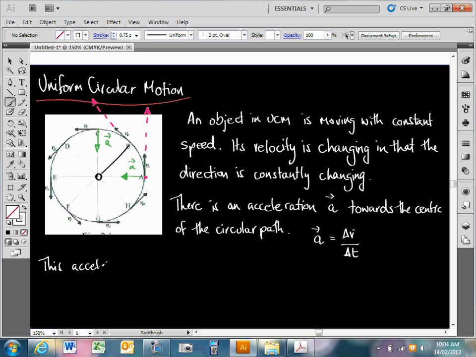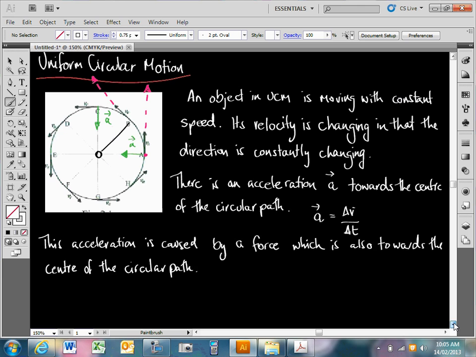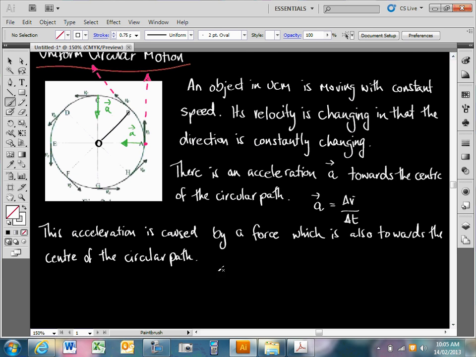This acceleration is caused by what? By a force, also toward the center. And what formula do we know that by? Force equals mass times acceleration.